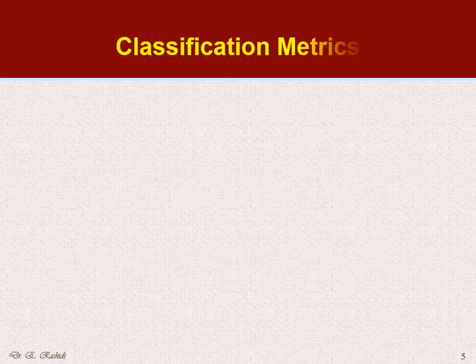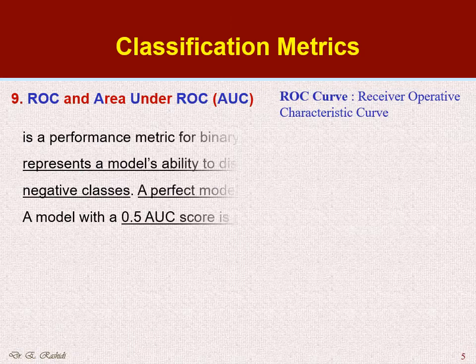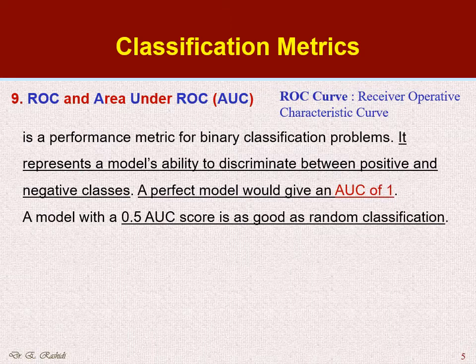Another classification metric is the ROC curve, or specifically the area under the ROC curve. The ROC curve, which stands for receiver operating characteristic curve, is not that useful by itself, but the area under the ROC curve is useful. The area under the ROC curve is a performance metric for binary classification problems. It represents a model's capability to distinguish or discriminate between the two classes, positive and negative, in binary classification.